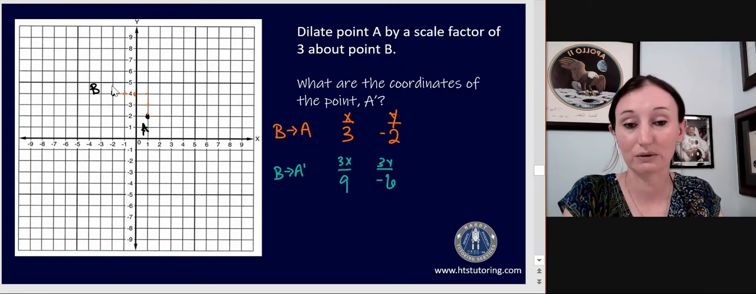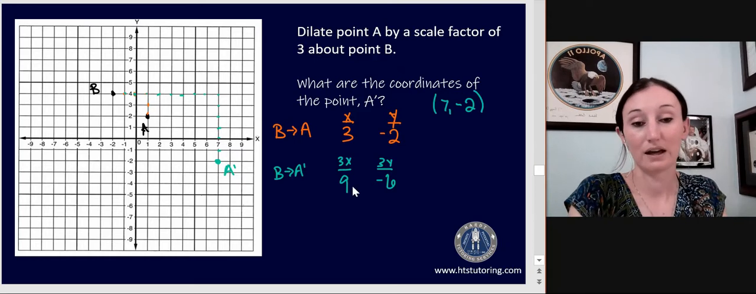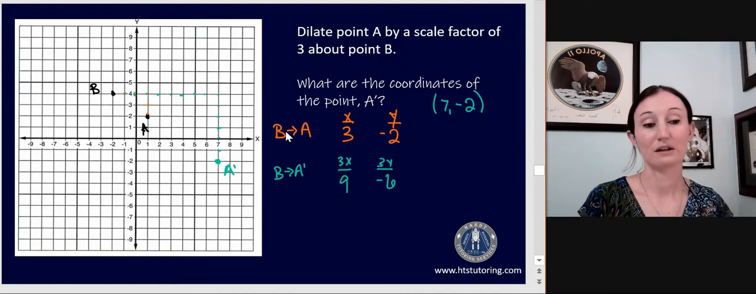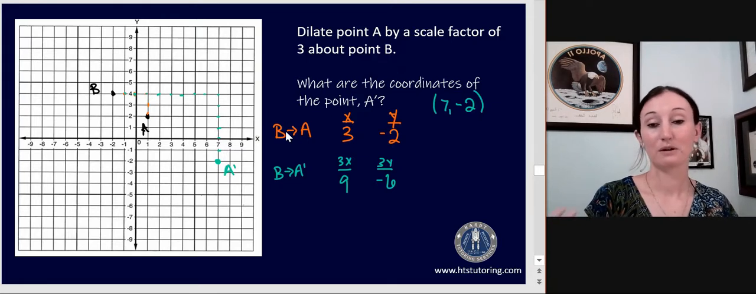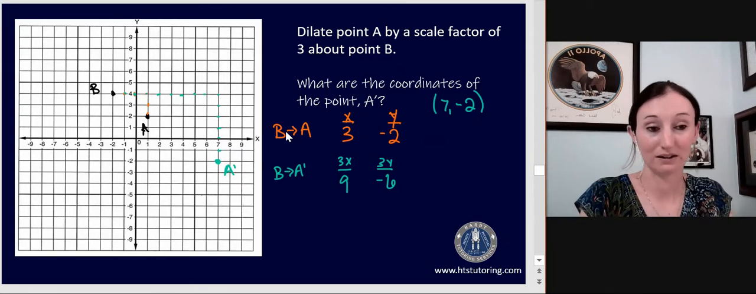So let's graph that. We're going to start at B. We're going to go 9 in the positive direction, 9 positive x, 1, 2, 3, 4, 5, 6, 7, 8, 9. We're going to go down 6. 1, 2, 3, 4, 5, 6. A prime. Our coordinates, we end up at 7, negative 2 is our new A point. So this one, our scale factor was 3. That's greater than 1, which means that our image is going to get bigger. So A prime is going to be 3 times as far away from B as it currently is.